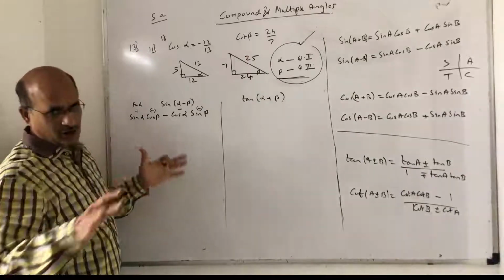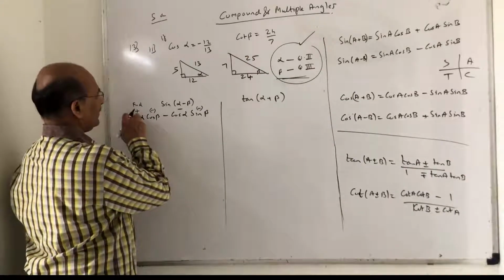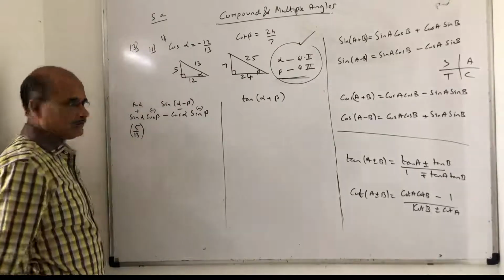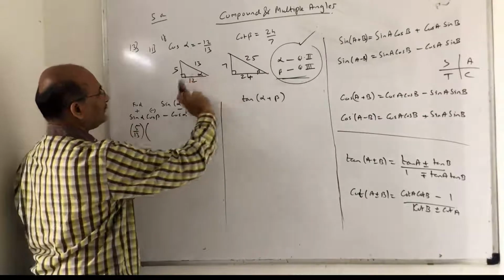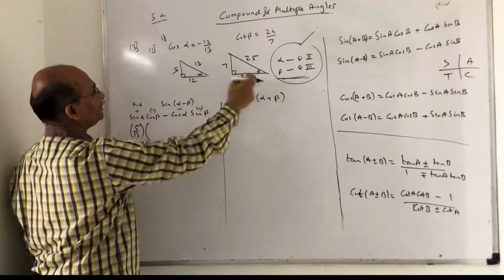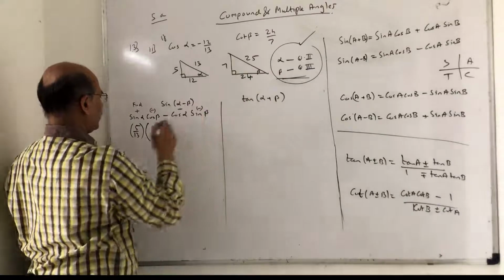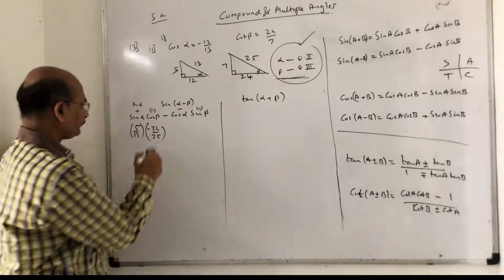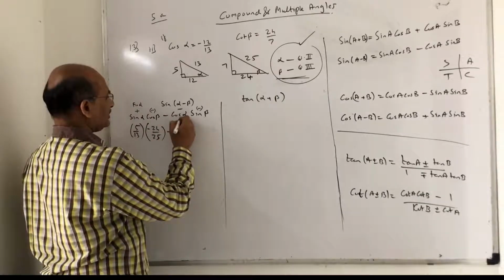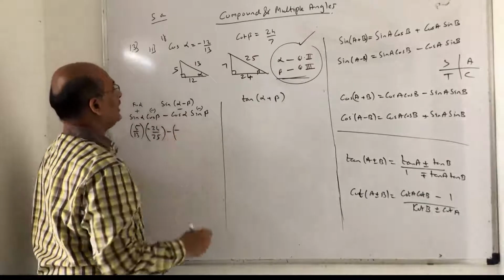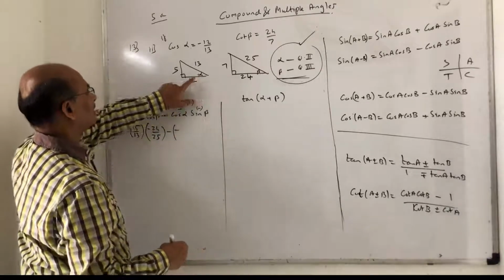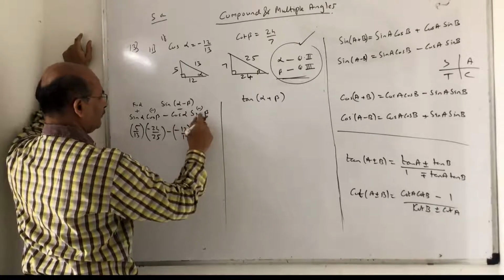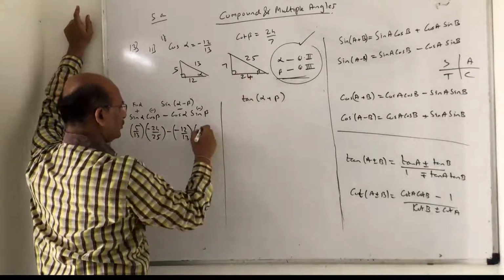Now once you finish with this, your game is over. Sin alpha is a positive value. So sin alpha is 5 upon 13 into cos beta. For beta you have to look at the other triangle, right? Cos beta is 24 upon 25, minus 24 upon 25. Why? Because you have to put a minus sign over there. Similarly, minus cos alpha. Now cos alpha is negative here. For alpha, you have to come back to this angle. Cos alpha is minus 12 upon 13. And sin beta is also negative, minus sin beta is 7 upon 25.